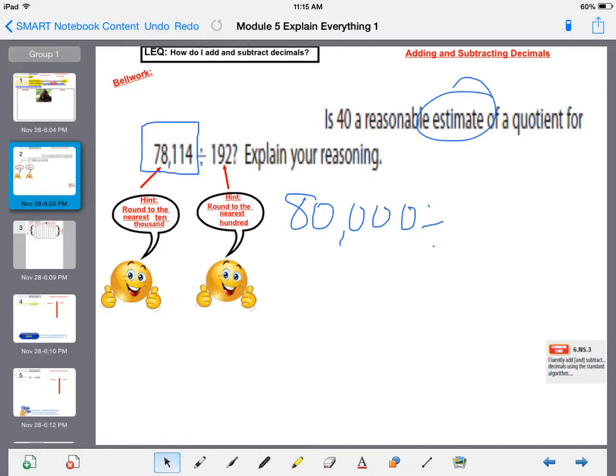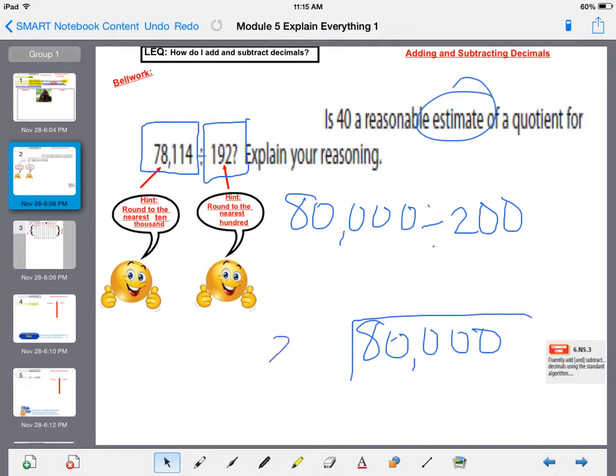192. We're going to think about that, and again, we're estimating, so we want to round to the highest place value, which is the hundredths place. On the number line, would 192 fall closer to 100 or 200? And it actually would be closer to 200. So we're going to set this up. Let's go ahead and put our dividend, 80,000 divided by 200. We're going to do our little trick.